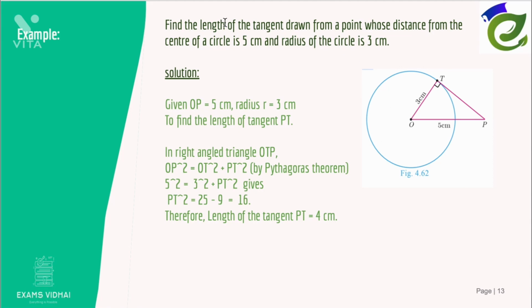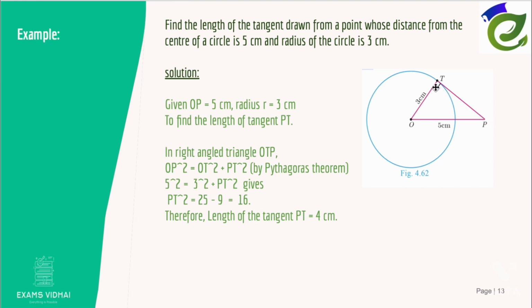We are given that the length of the tangent is drawn from a point whose distance from the center of the circle is 5 centimeters. So this is the point outside the circle, and from here the length is 5 centimeters and the radius of the circle is 3 centimeters. We are asked to find this length TP. So if we remember theorem 1, it tells us that OT is perpendicular to TP.